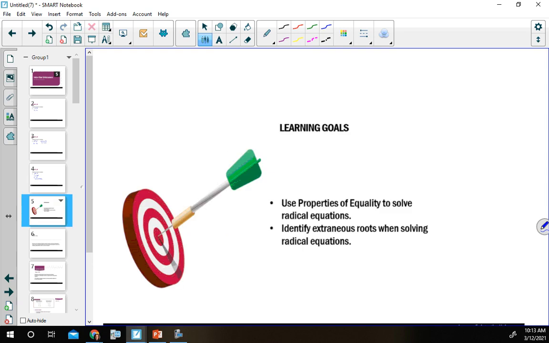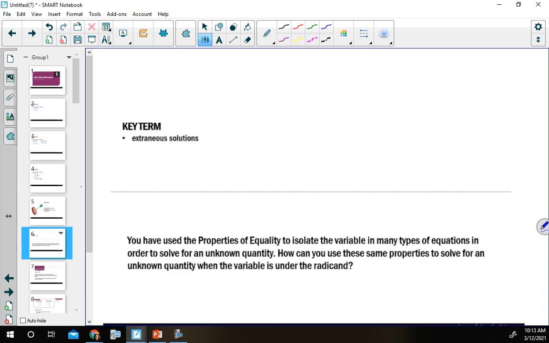Okay, so we're going to use properties of equality to solve radical functions. So just when I do one thing to one side, I do it to the other side, identifying extraneous solutions. So that last one was actually an extraneous solution when we are solving.